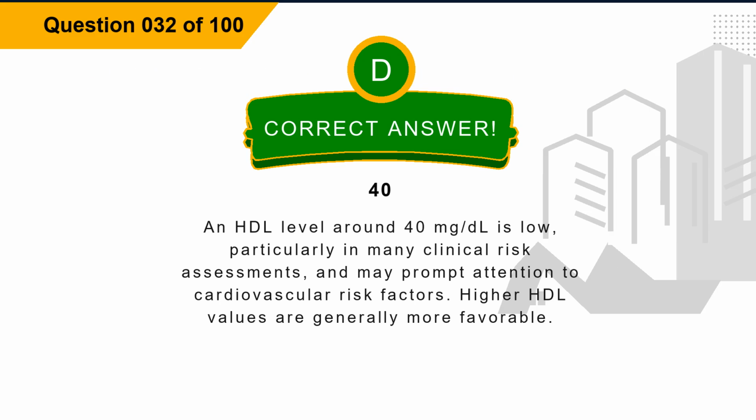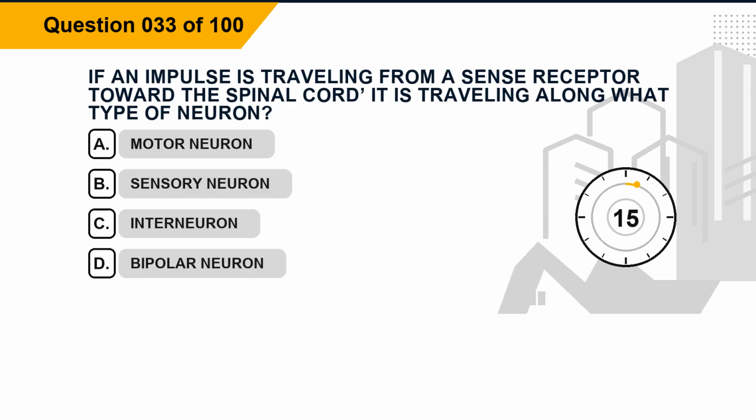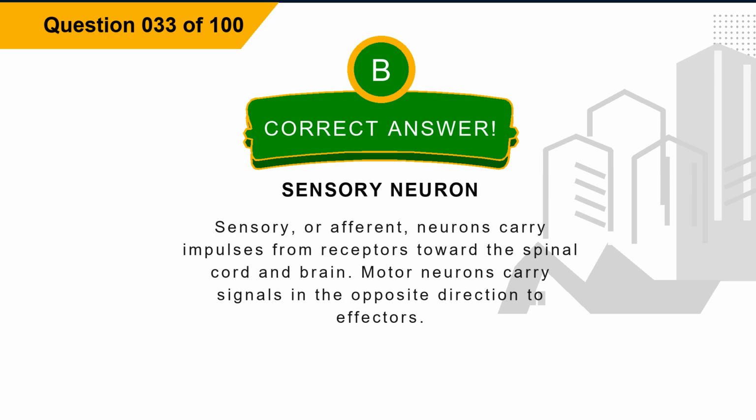Explanation: an HDL level around 40 mg/dL is low, particularly in many clinical risk assessments, and may prompt attention to cardiovascular risk factors. Higher HDL values are generally more favorable. Question 33. If an impulse is traveling from a sense receptor toward the spinal cord, it is traveling along what type of neuron? Option A, motor neuron. Option B, sensory neuron. Option C, interneuron. Option D, bipolar neuron. The correct answer is option B, sensory neuron.